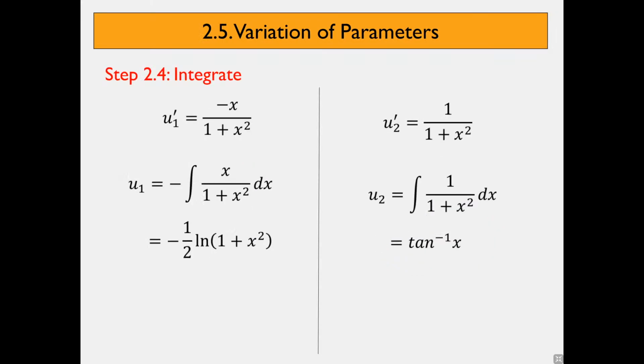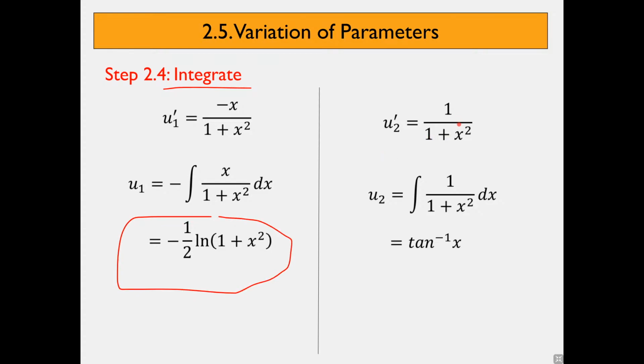Now you integrate. When you integrate, you can use all the calculus formulas, but here you no need to put C. And that is the main point here. Because in variation of parameters, you no need to put C. You just integrate. This one, if you differentiate x squared, you get 2x. But there is no 2 here. So if you put 2x, then you have to divide by 2. So the answer is minus 1 over 2 ln 1 plus x squared. This is the answer for U1.